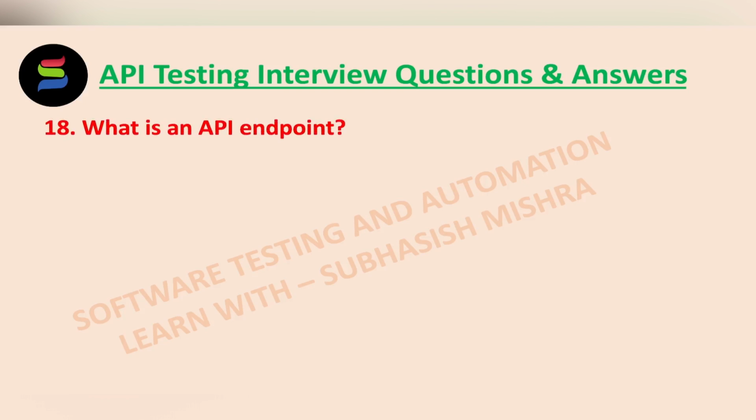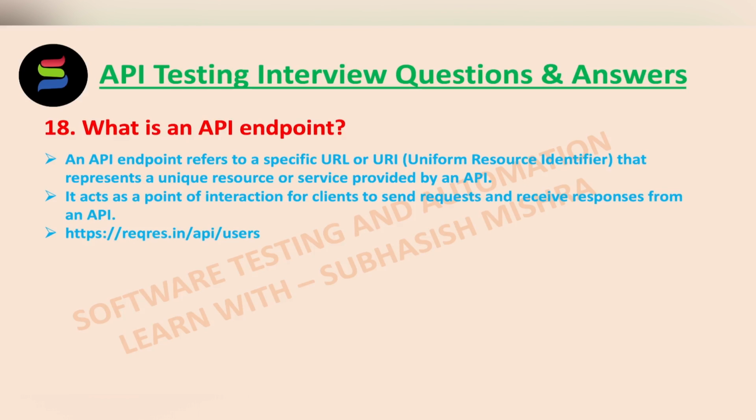What is an API endpoint? An API endpoint refers to a specific URL or URI. URI means Uniform Resource Identifier, which represents a unique resource or service provided by an API. It acts as a point of interaction for clients to send requests and receive responses from an API.